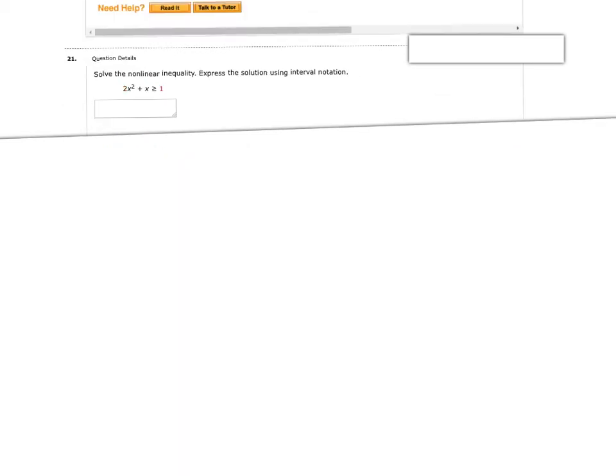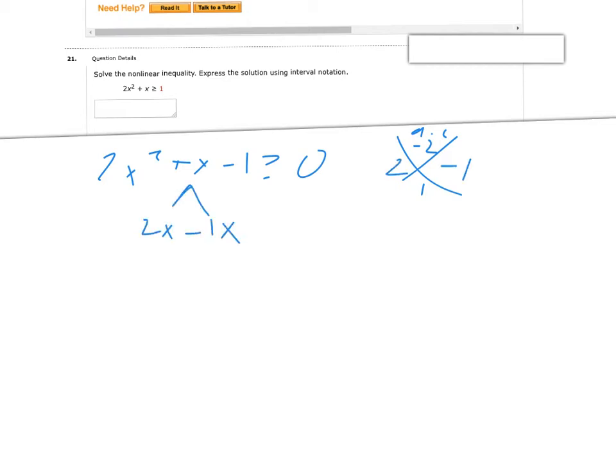All right, next up here, nonlinear inequality. We want to get one side to 0, so I'm going to subtract the 1 over. And then we're going to factor it, so a times c here, we're going to multiply to negative 2 and add to 1, which would be positive 2 and negative 1. But I need to split up this middle term using those numbers, so 2x and negative 1x.